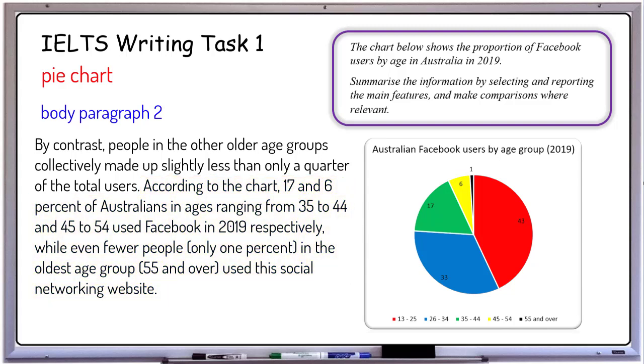A good way to start your sentence would be according to the pie chart, but not as you can see or even as we can see. Such personal pronouns are to be avoided in our task 1.